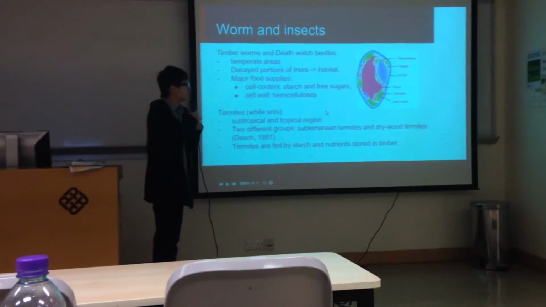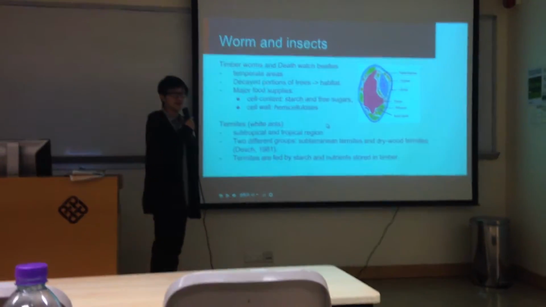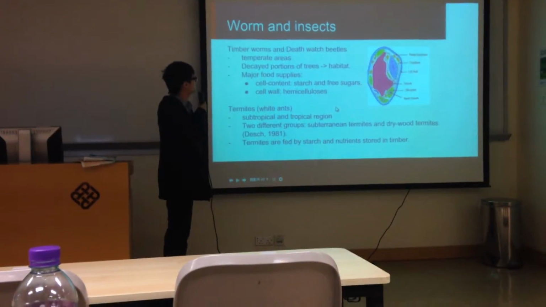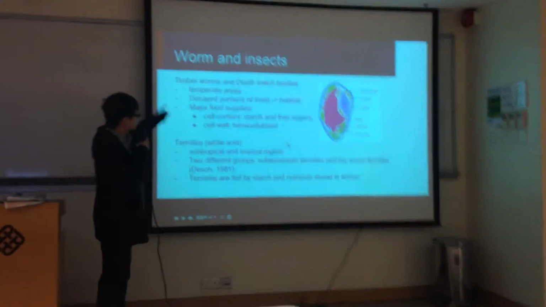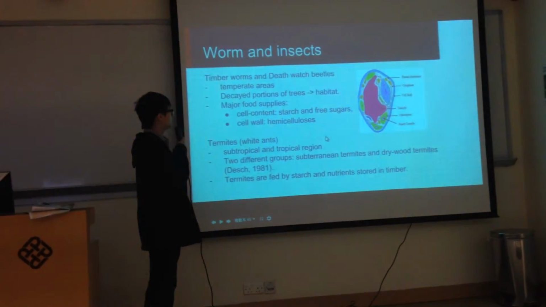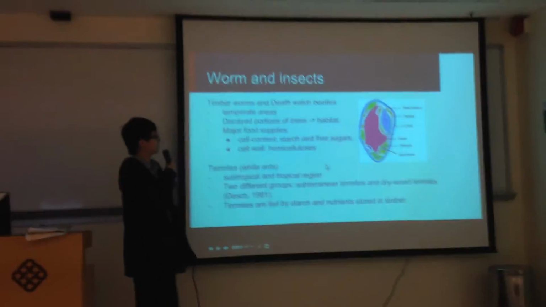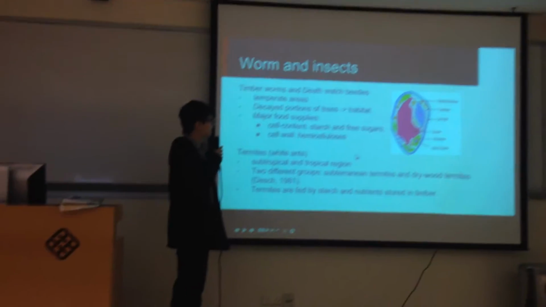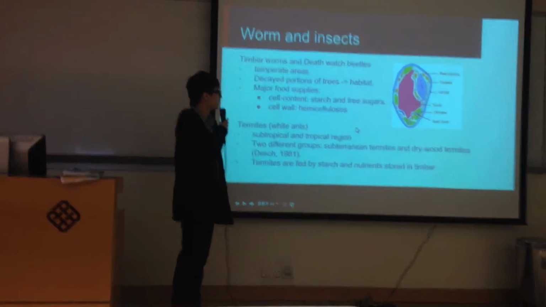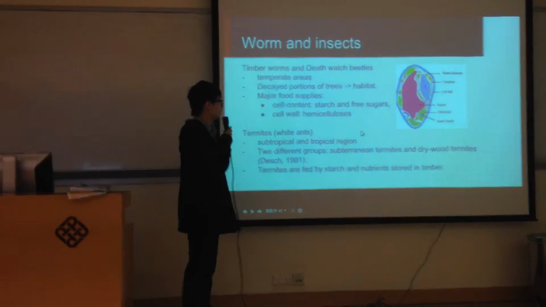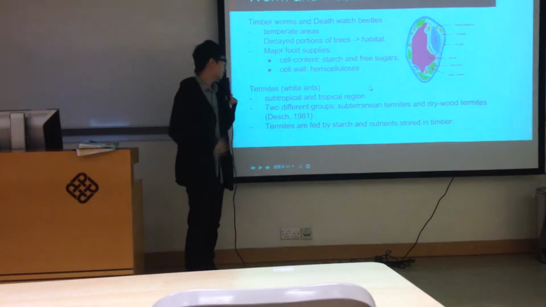Here is some background information on the living environment of those insects. Timber worms and death watch beetles tend to live in temperate areas, and they like decayed portions of trees. This is their natural habitat. And their major supply are the starch and free sugars in the cell contents and hemicellulose in the cell wall.